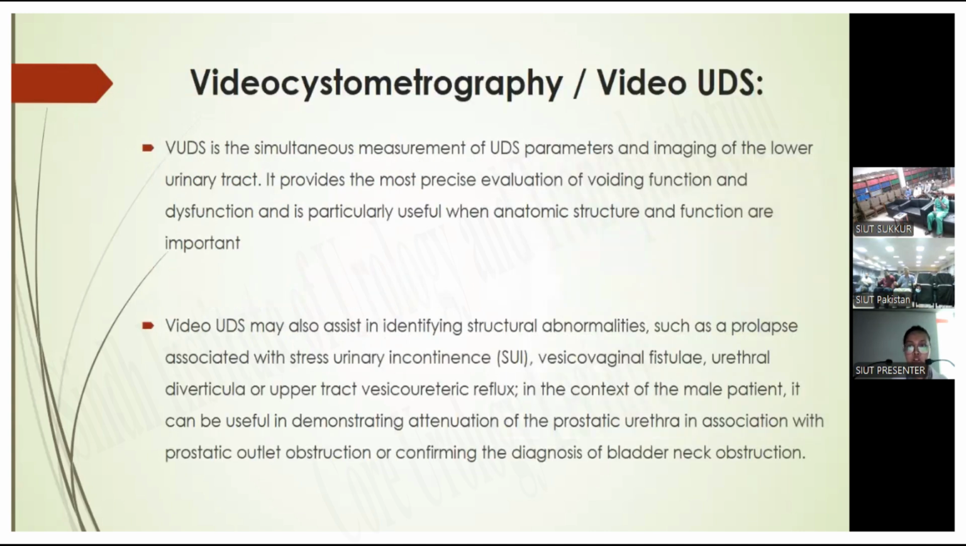Video cystometry or video UDS. This is the simultaneous measurement of UDS parameters and imaging of the lower urinary tract. It provides the most precise evaluation of voiding function and dysfunction and is particularly useful when anatomical structure and function are important. Video UDS may also assist in identifying structural abnormalities such as prolapse associated with stress urinary incontinence, vesicovaginal fistula, urethral diverticula, or upper tract VUR. In the context of a male patient, it can be useful in demonstrating attenuation of the prostatic urethra in association with prostatic outlet obstruction or confirming the diagnosis of bladder neck obstruction.